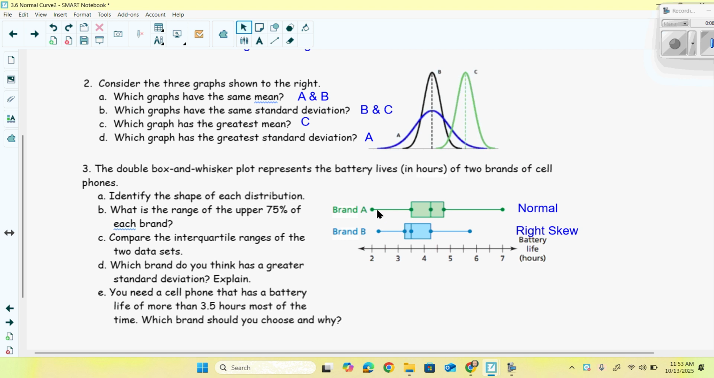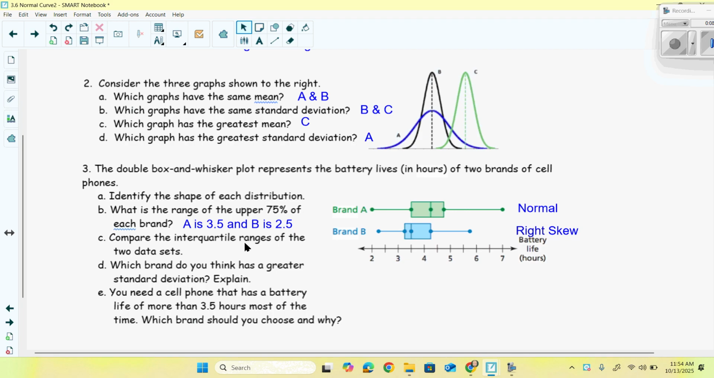All right, so what is the range of the upper 75% of each brand? That means the lower 25% is going to be on the left, the upper 75% is to the right. So when we look at that spread, we'd see that A goes from 3.5 up to 7, and the B goes from somewhere between 3 and 3.5 up to somewhere between 5.5 and 6, and that's got a spread of 2.5 between the Q1 up to the maximum. Shouldn't use the word range there.